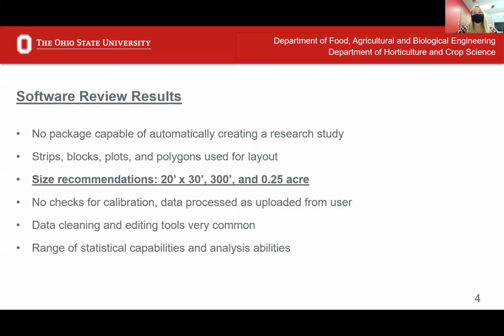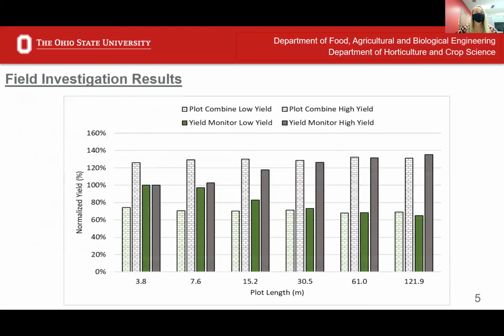We see an example of this in the field investigation. Here we have the normalized yield for each treatment length for the plot combine and yield monitor data. At the two smallest lengths, we do see the yield monitor cannot decipher any differences between the high and low yield zones. But we do see this data start to align more closely at 61 meters.